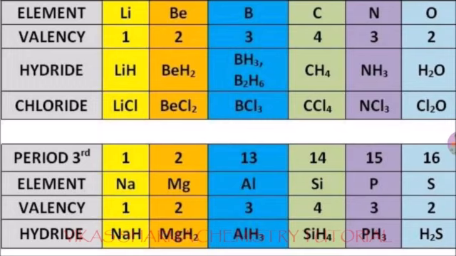In group 15, nitrogen valency is 3, and it forms ammonia, NH3, and nitrogen trichloride, NCl3. Phosphorus, another member of group 15, forms the same hydride, PH3. In group 16, oxygen forms the hydride H2O and the chloride Cl2O. Another member, sulfur, forms the same hydride, H2S. So students, you can see the valency is 1, 2, 3, 4, then 3, 2, 1.